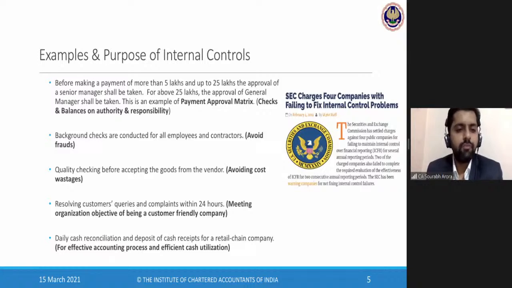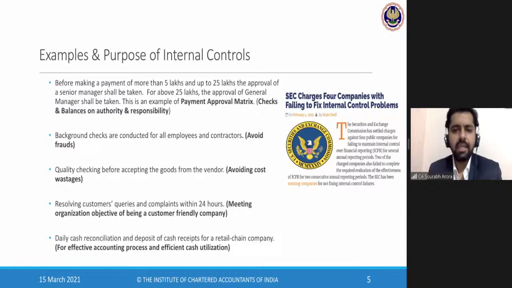We'll give you 5 examples of good internal controls. The first one is the payment approval matrix that you have come across in your articleship as well, when you would have gone for the auditing of some good organizations. So what is a payment approval matrix? Payment approval matrix is an internal control.